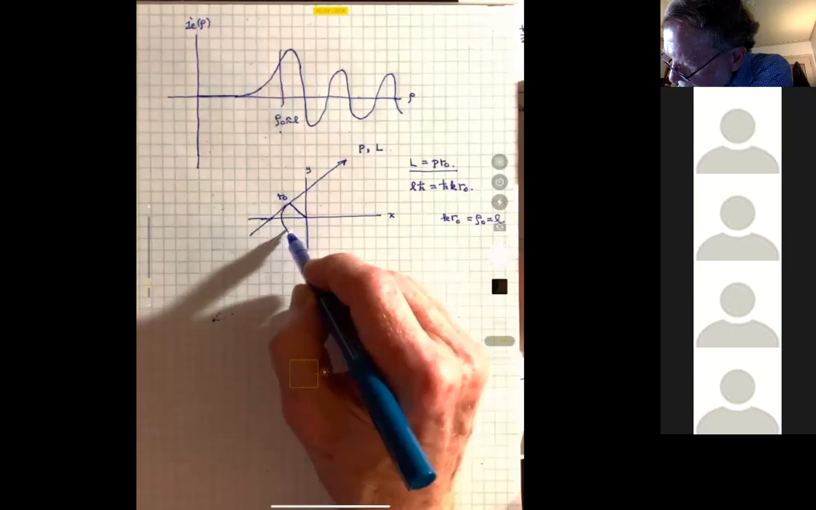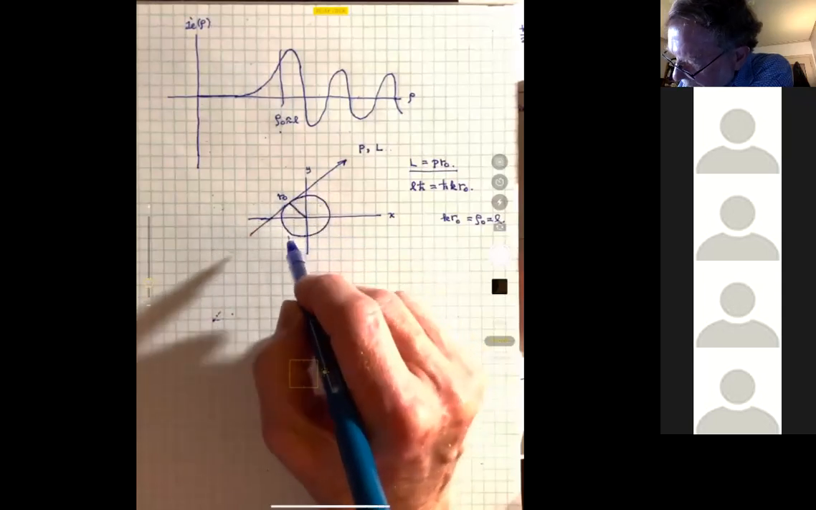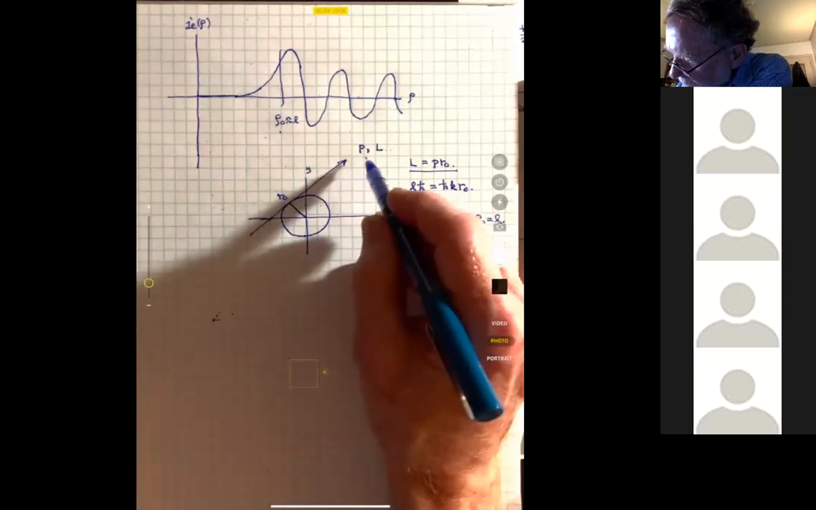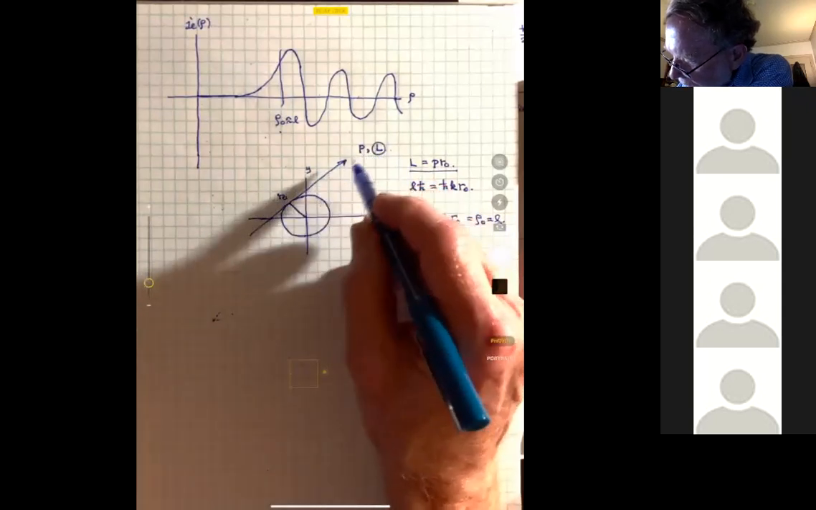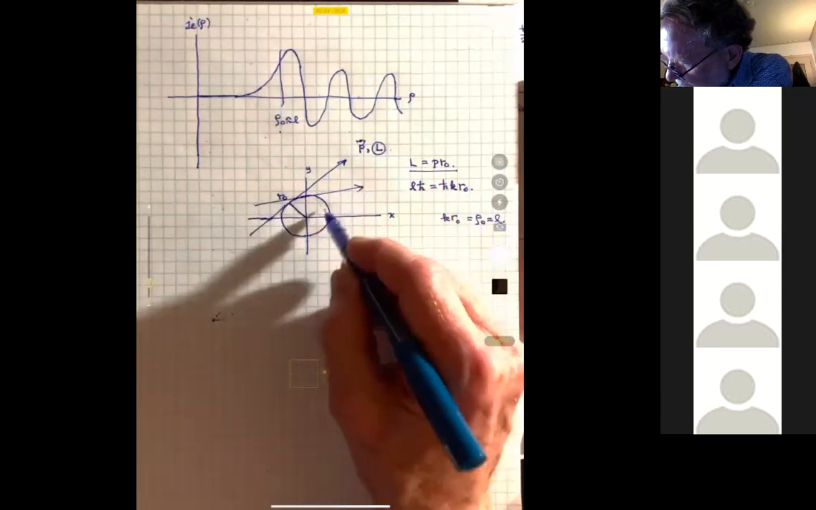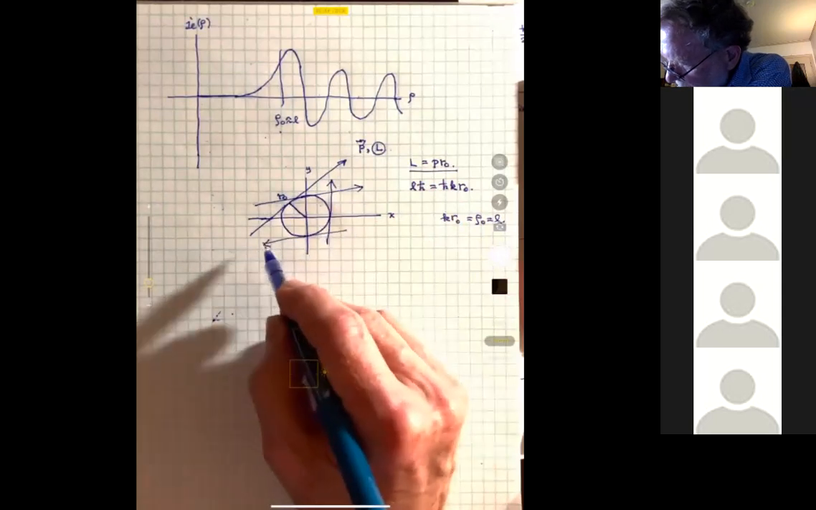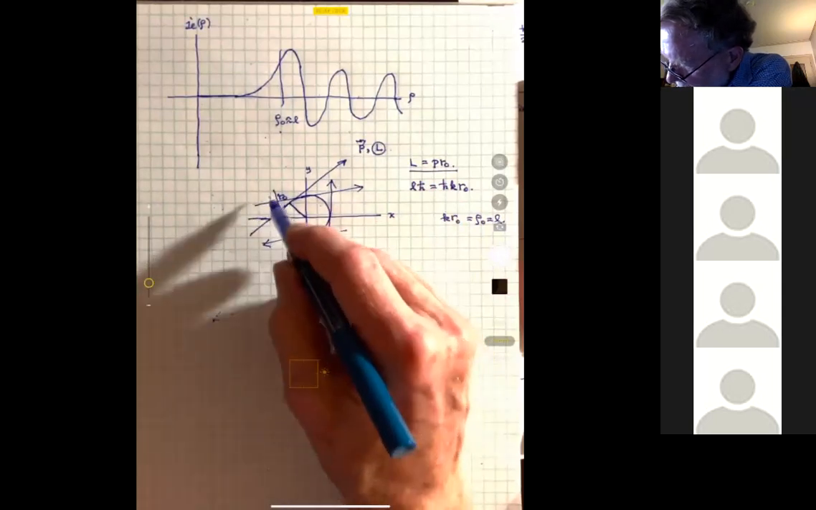If I draw a circle in my classical diagram of radius R0, and then draw other classical orbits that have the same value of L but different momentum, which of course are vectors like this, what you get is a family of classical orbits that are all tangent to this circle. There's a family of them, and the circle itself is the envelope of that family.